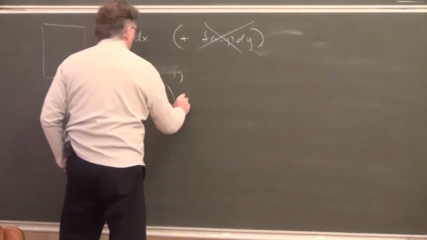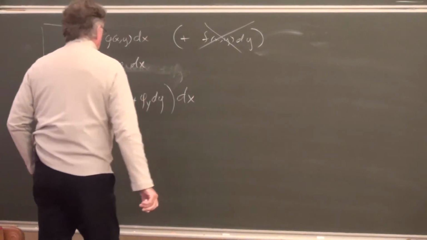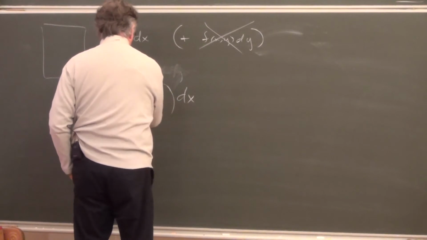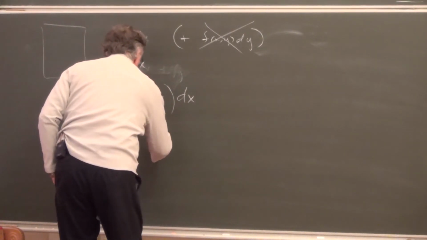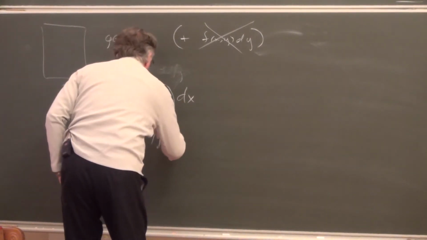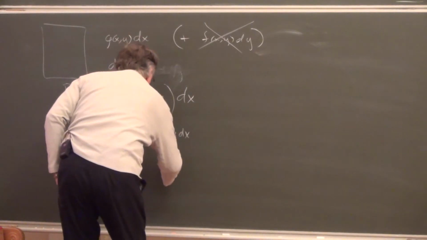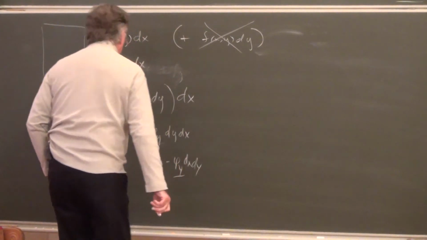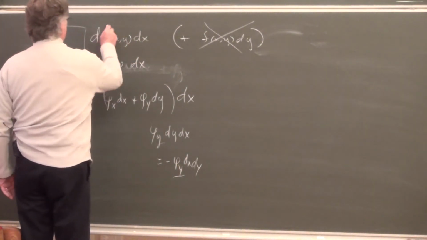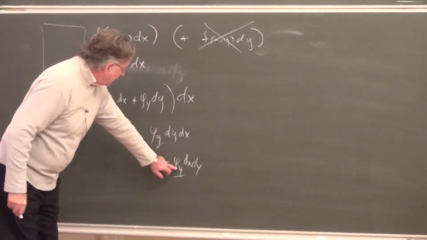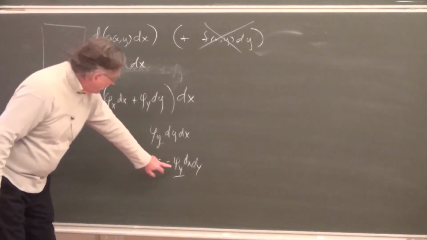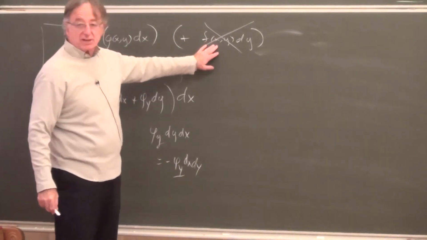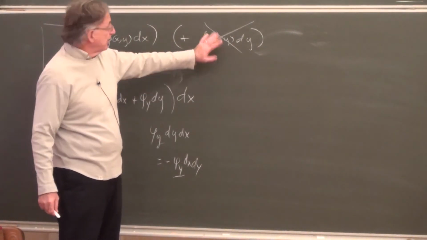So you put that in, dx times dx is 0. And so you just get phi sub y dy dx, which is minus phi sub y dx dy. So if you just look at exterior d of this thing, you just pick up the y partial. The other partial goes away, and on this term you would pick up the x partial, right? So you only pick up some of it.